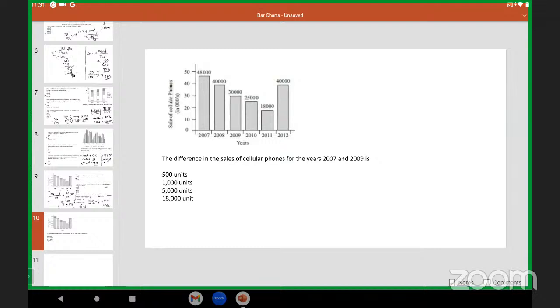So next question, the difference in the sales of cellular phones for the years 2007 and 2009. Okay, we have to find 7 and 9. So you just need to find the difference. So that is 48,000 minus 30,000. That is 18,000. So your final answer.